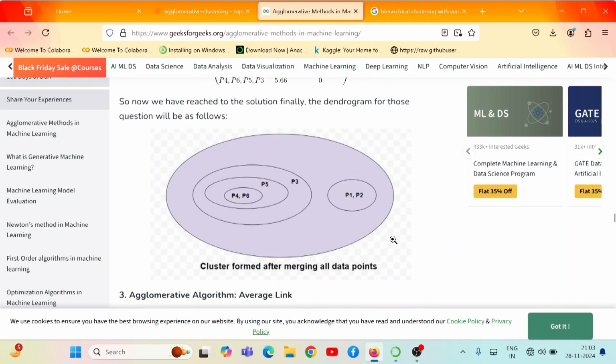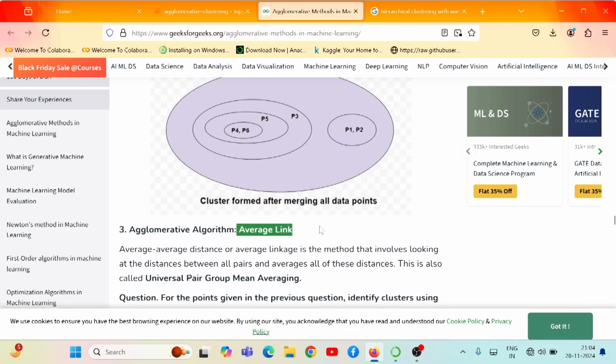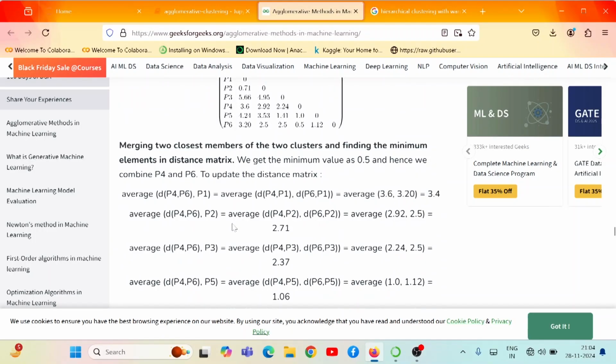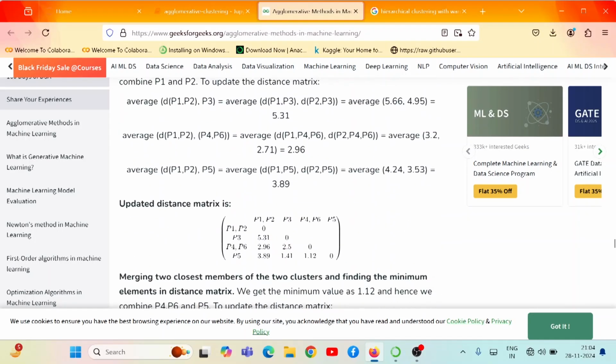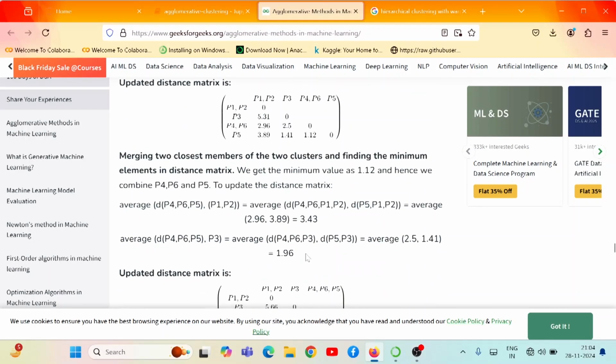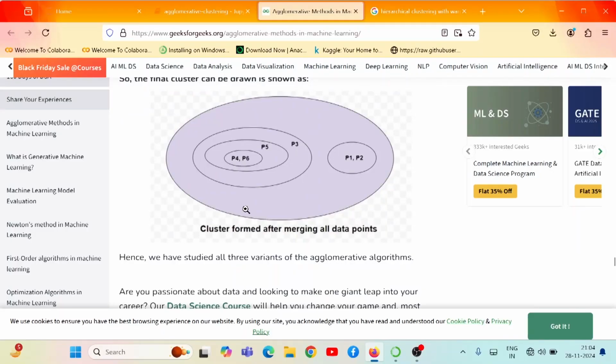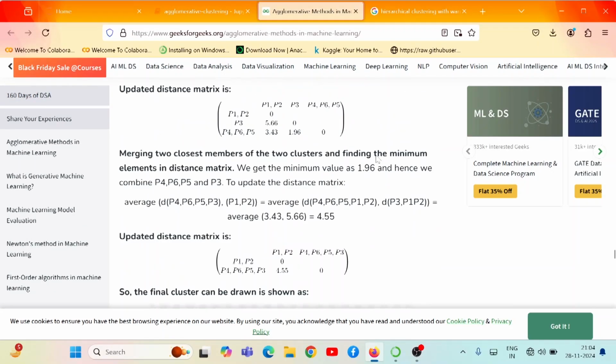If you move this way, ultimately this is the outcome. These two values are very close to each other, so we are clubbing them together, followed by this one, followed by this one, and finally this is the final outcome. Similarly, another way is by using the average linkage. In average linkage, instead of minimum and maximum, this time we are going to calculate the average distance, right? The process is the same. We have to find out the average distance every time, and that value we will update in the matrix. This is how the cluster will be formed as the final output. Okay, so that is the idea behind agglomerative clustering with the different linkage methods.